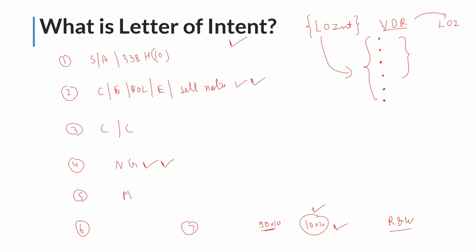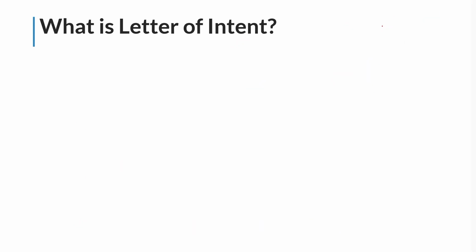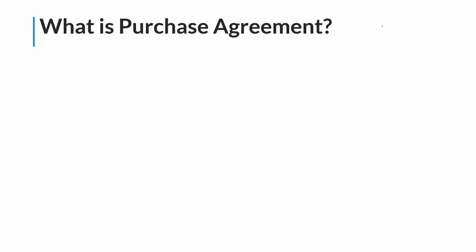And whatever are the finalized terms, they are written in a document called a purchase agreement, also known as merger agreement, also known as definitive agreement. Same document, different names. So what is a purchase agreement? This is the final document in the merger negotiation phase. Post this, the post-merger phase will start.